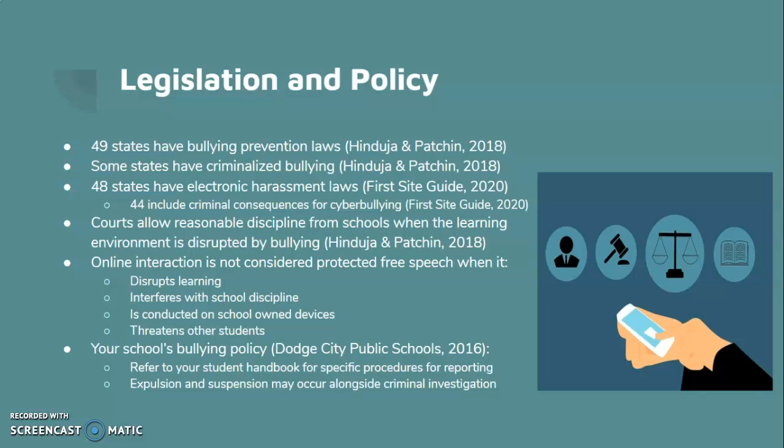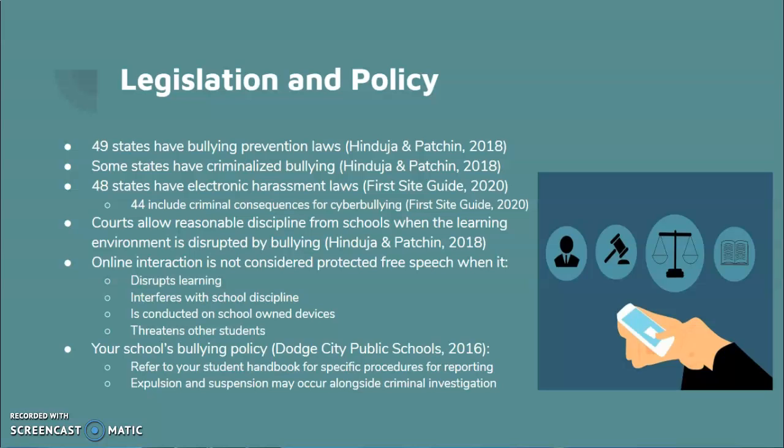of bullying. Courts allow reasonable discipline from schools when the learning environment is disrupted by bullying. So, in other words, courts are basically favoring what the school's choosing as far as implementing consequences for bullying anytime that it is disrupting the school learning environment. Online interaction is not considered protected free speech when it disrupts the learning environment, when it interferes with school discipline, when it is conducted on school-owned devices, or when it is used to threaten other students. So many people cite free speech when defending bullying behaviors. So it is not considered free speech when it meets any of these 4 criteria.